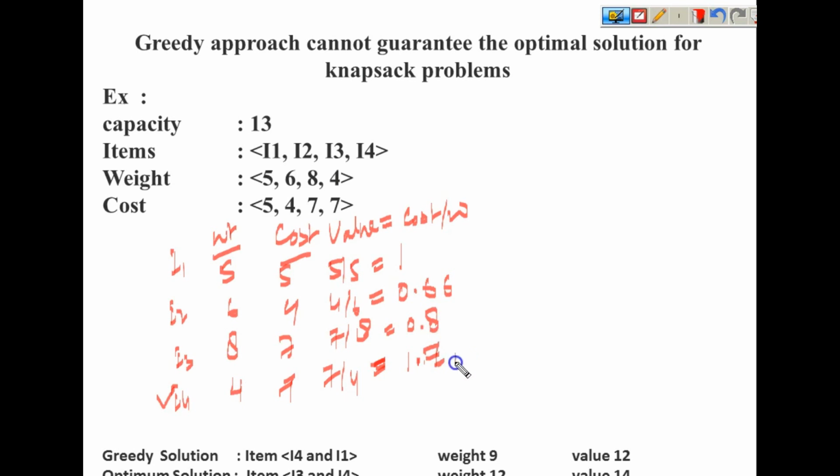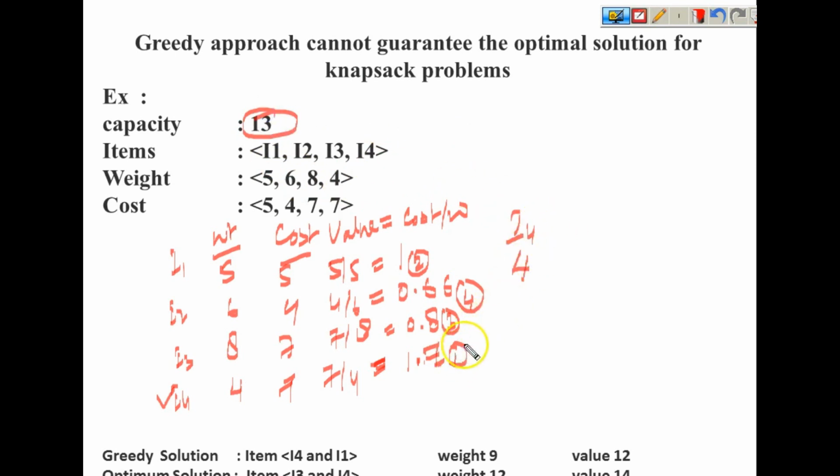So I am going to assign a priority. This is priority 1, the maximum value. Then this is priority 2, then this is 3, then this is 4. This means in this order I am going to pick the items to get the maximum profit. So based on this calculation, I am going to pick item number 4, the first item, which has a weight of 4. Now the total capacity of the knapsack is 13, so 4 of weight is already filled.